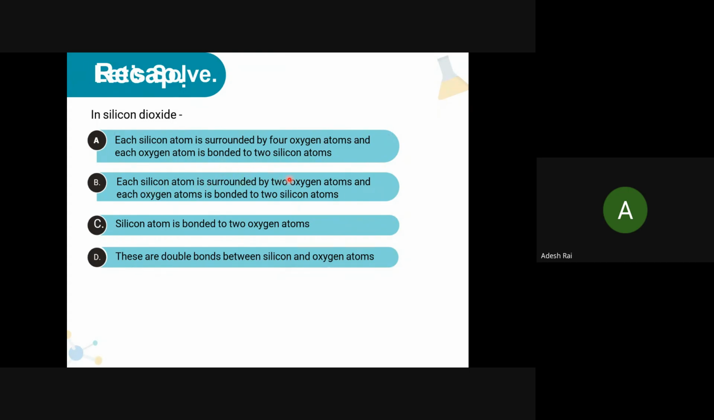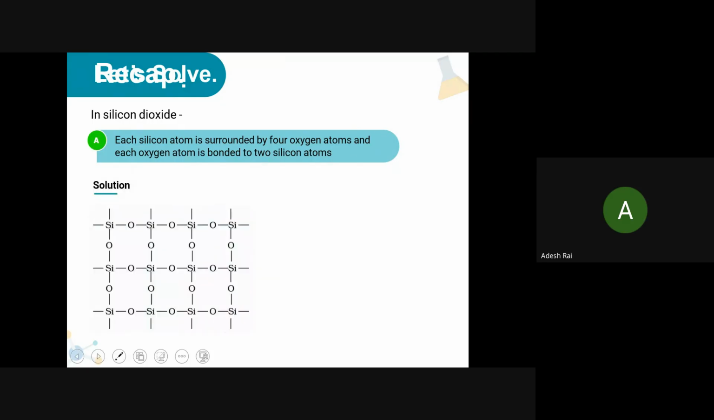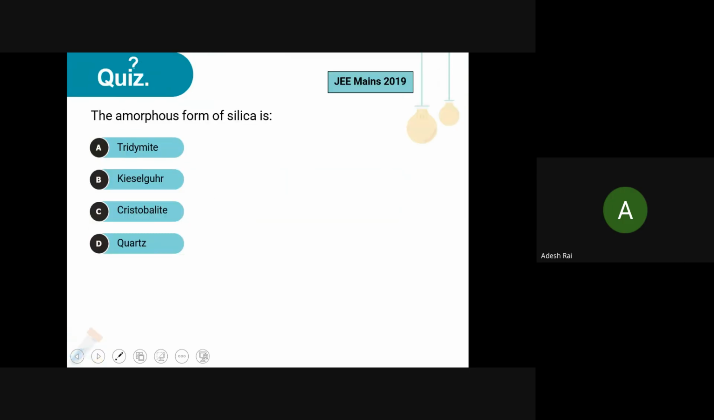Each silicon atom is surrounded by two oxygen atoms, and each oxygen atom is bonded to two silicon atoms. So the second statement is correct, but the first statement in option B is incorrect. Right? Option C. Silicon atom is bonded to two oxygen atoms. Wrong. These are double bonds between silicon and oxygen atom. That is also wrong. So option A is the correct option. You can see the structure. The amorphous form of silica is what we just studied. The amorphous form of silica is Kieselguhr, and it is used in filtration plants.